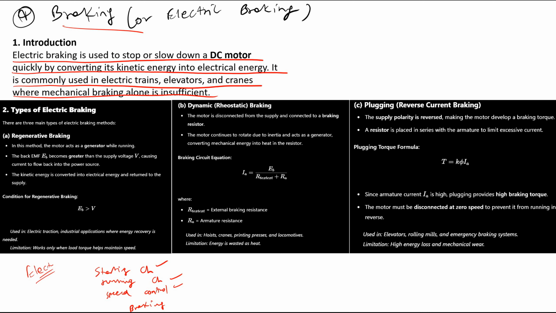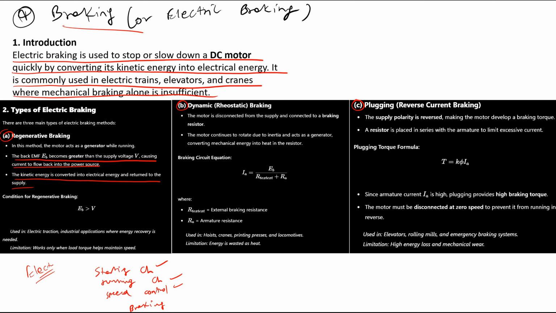There are three types of braking: first, regenerative braking; second, dynamic rheostatic braking; third, plugging. So what do we do in regenerative braking? The back EMF becomes greater than the supply voltage, causing the current to flow back to the power source. The kinetic energy converted into electrical energy is returned to the supply.